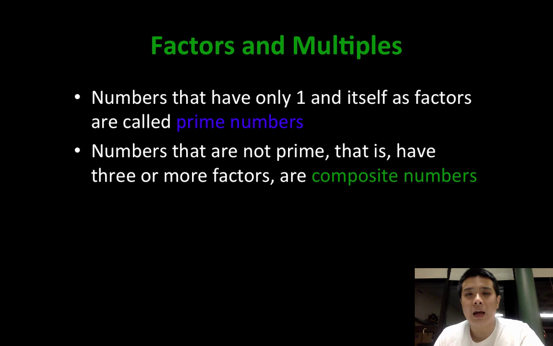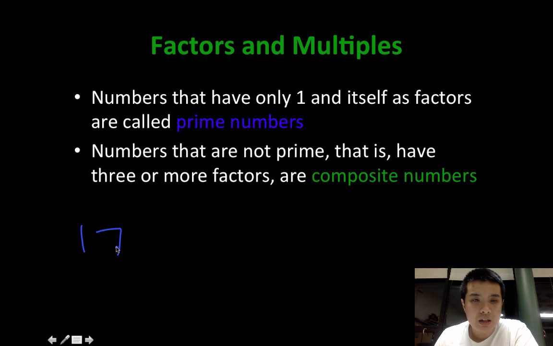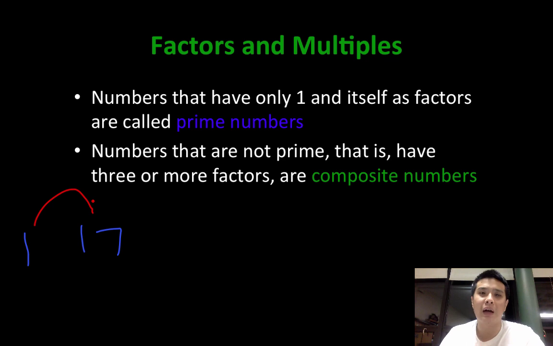Now, numbers that only have 1 and itself as factors are called prime numbers. An example of this is 17. 17 is a prime number because the only factors for it are 1 and 17. Now, numbers that are not prime, that is, have 3 or more factors, are composite numbers. So those were like 12 and 36. Both of those had 3 or more factors, so they are composite.